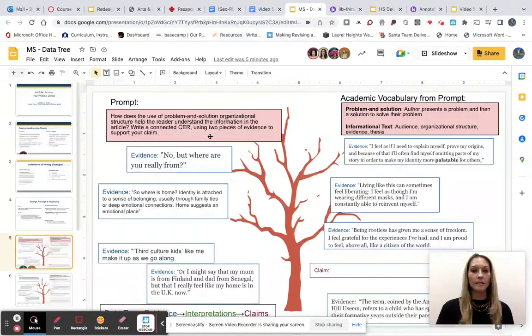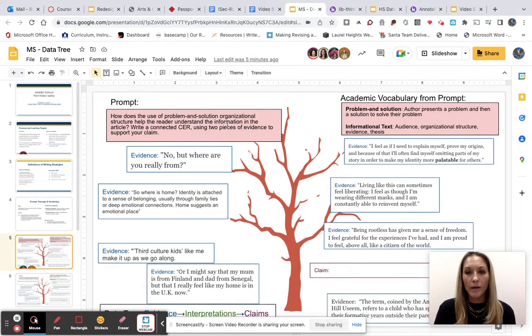written the prompt, and again, that prompt is: how does the use of problem and solution organizational structure help the reader understand the information in the article? Write a connected CER using two pieces of evidence to support your claim. Before the student starts collecting evidence or writing their evidence on their data tree, we're going to ask them to do a brain dump and try to remember what's the charge of me, the reader.